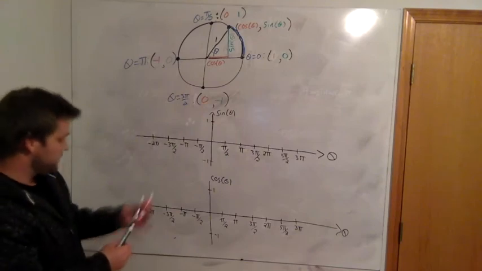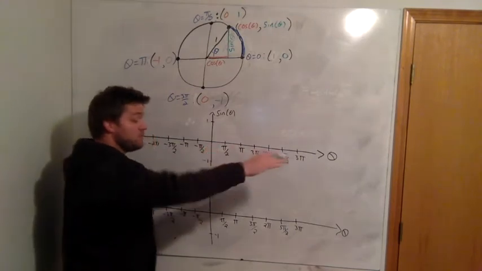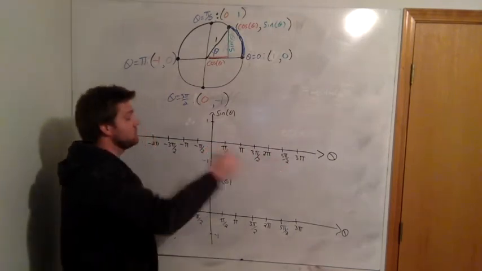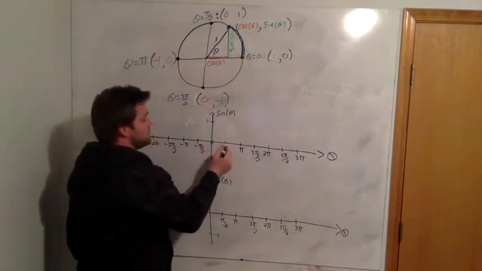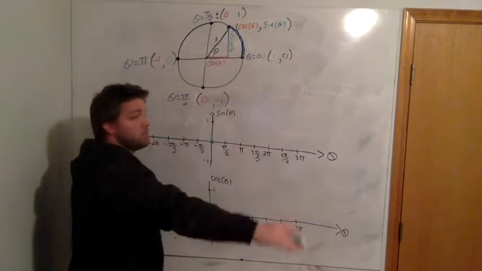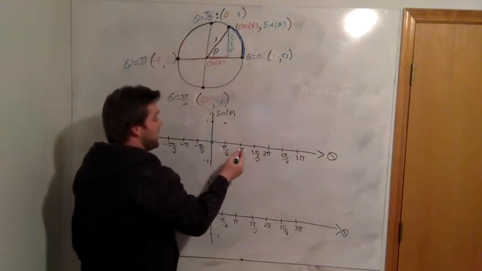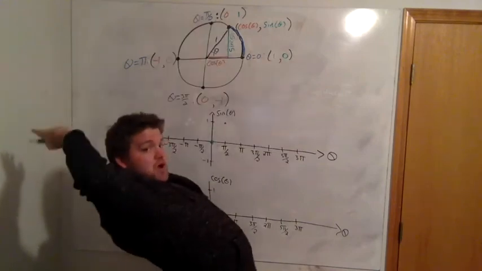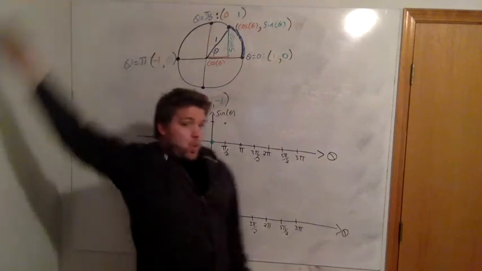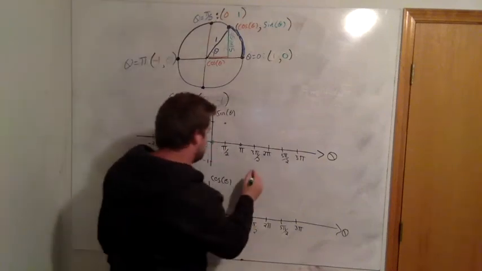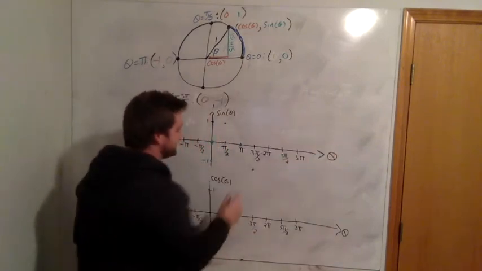So if we're graphing sine, if I'm at 0 radians, the height on the unit circle is 0. Then if I'm at pi over 2, I get a height of 1. And then if I'm at pi, I'm back down at a height of 0 again. When I'm at 3 pi over 2, I'm at a height of negative 1. And if I'm at 2 pi, back around, back to a height of 0.